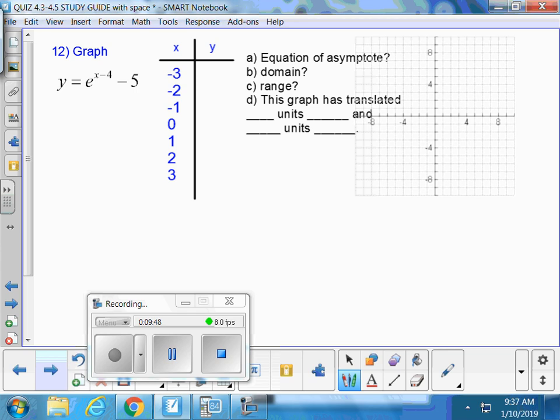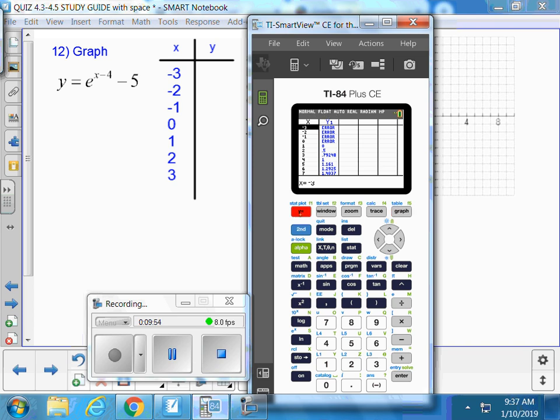Number 12, we're graphing with e this time. This is going to be either exponential growth or decay. Make a guess on what you think it is before we graph it. So e to the x minus 4 power minus 5.